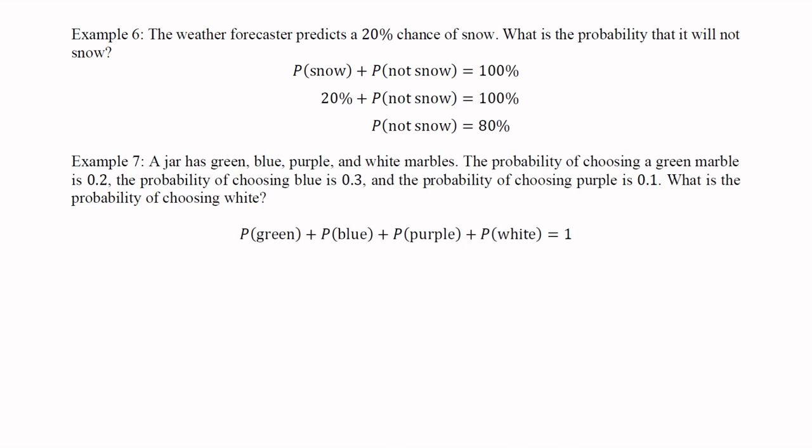Well, the probability of choosing a green, blue, purple, or white marble is 1 because those are the only colors in the bag. So one of those events has to happen. If we take our probability of green, probability of blue, and probability of purple, and put in what those values are, we can add those probabilities together, and then we can subtract it from 1 to get the probability of white being 0.4.